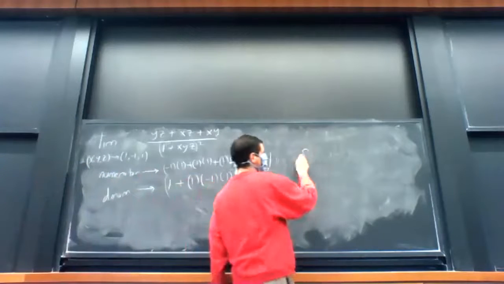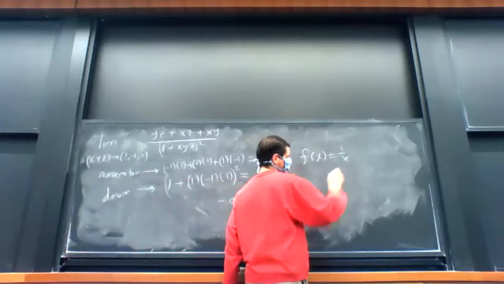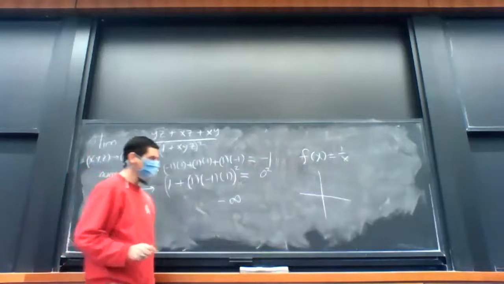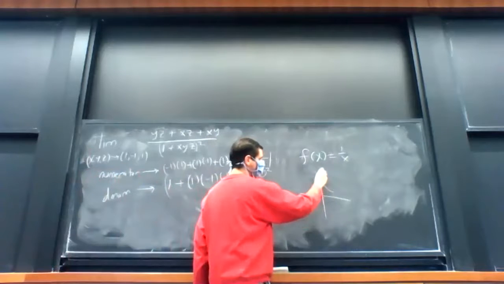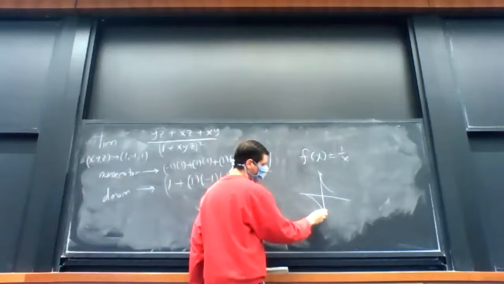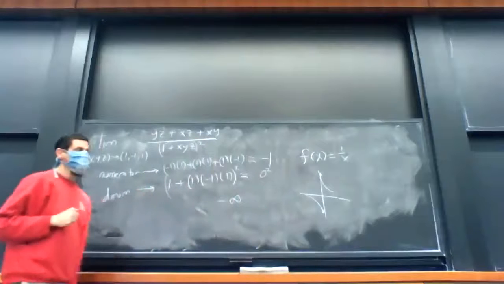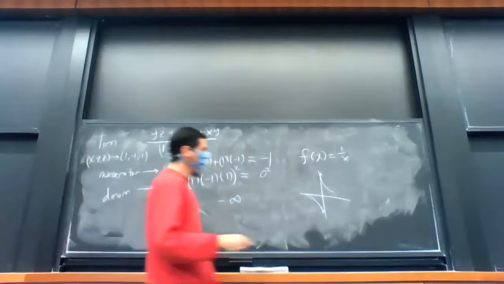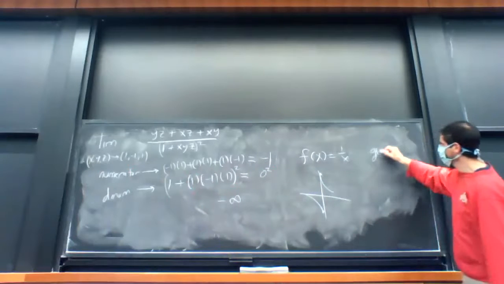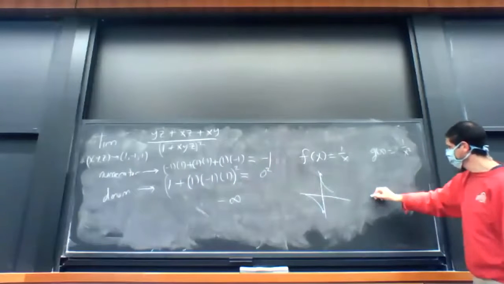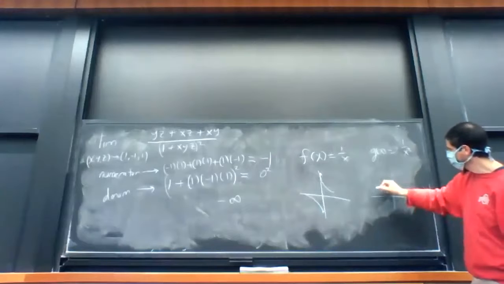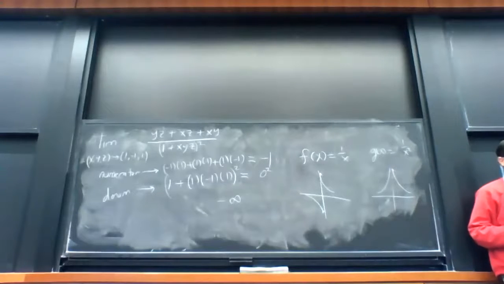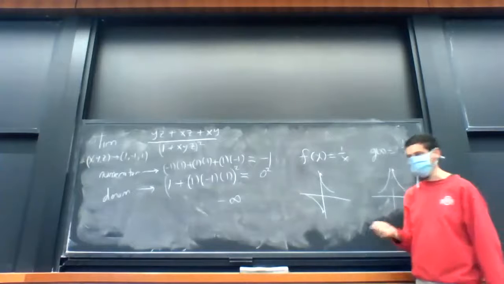Think of the function f of x equals 1 over x. And think about what happens if you send x to 0. If you send x to 0 from the positive side, it's going up like this. If you send it from the negative side, it's going like that. So if I look at that, that clearly has no limit. But if instead I squared it and look at g, that is 1 over x squared, now it would look like that. And now I would want to say that that limit does exist.